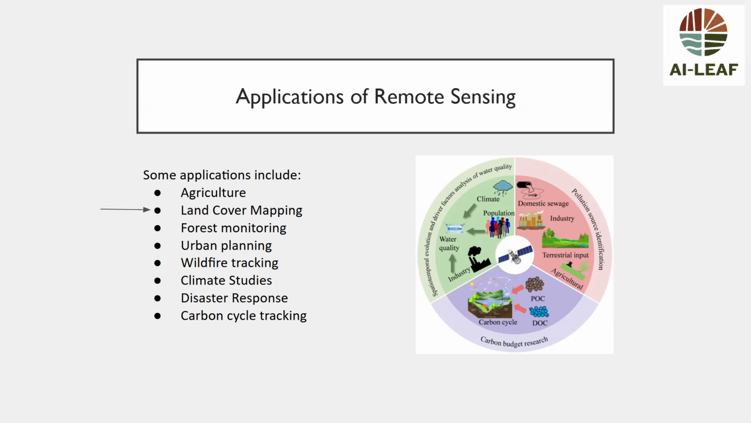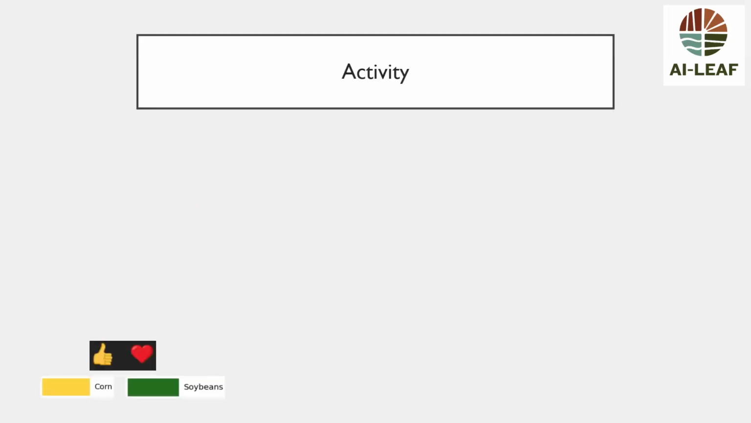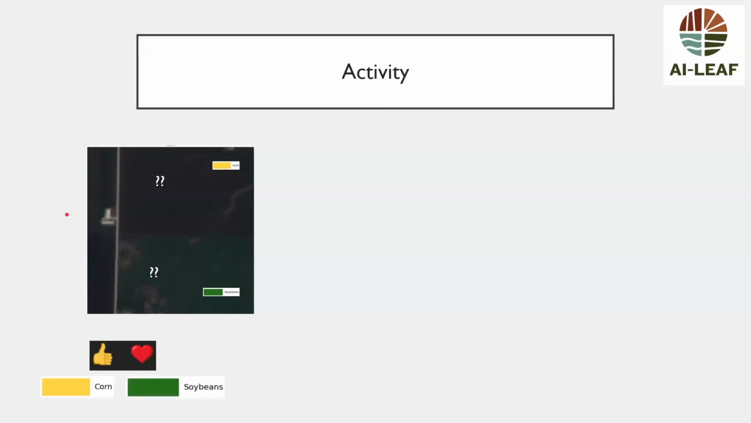Now before I get into land cover mapping, let's do another small activity. This is a Sentinel-2 image from Minnesota, I think, or Iowa, somewhere in that region. You can see that there are two fields here. This part here is corn, and this part here is soybean. What do you think this crop growing here is? You can use the reactions or chat, whichever you want.